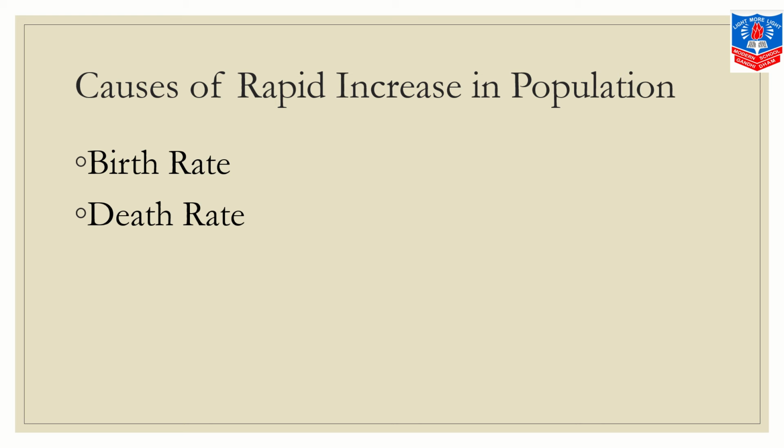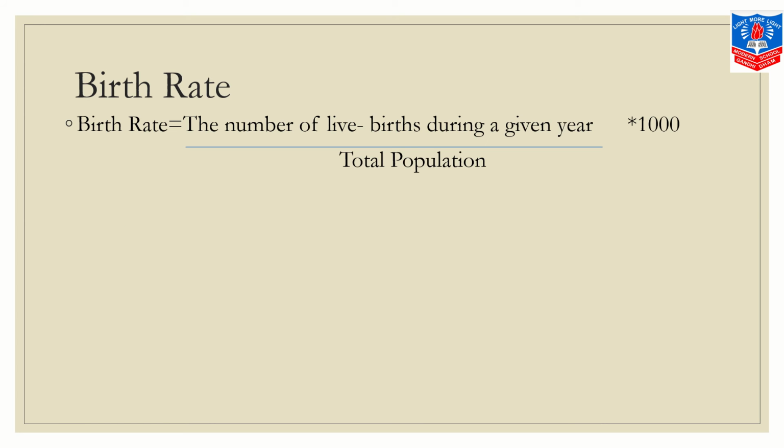Now, the difference between the birth rate and death rate is the cause of increase in population. In other words, it can be said that high birth rate and low death rate has led to increase in population. If the birth rate is high and the death rate is low, then obviously this will lead to increase in population. Now students, let us start with the very first topic, that is birth rate.